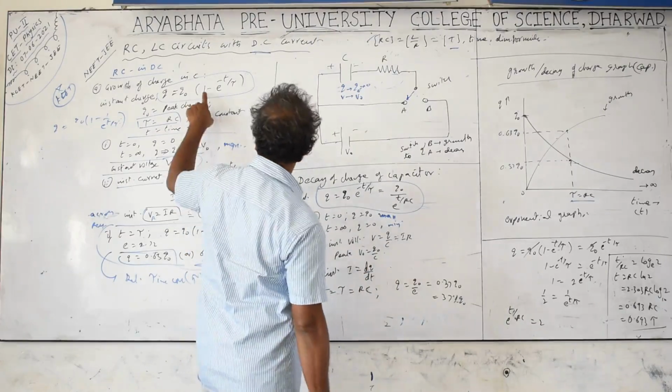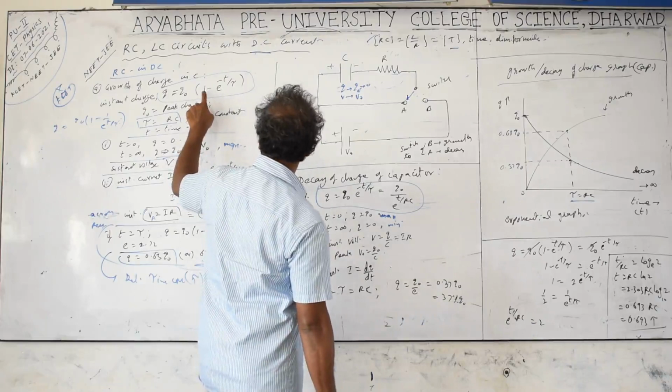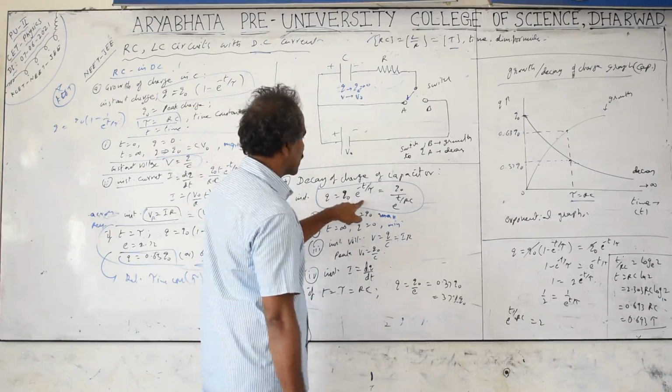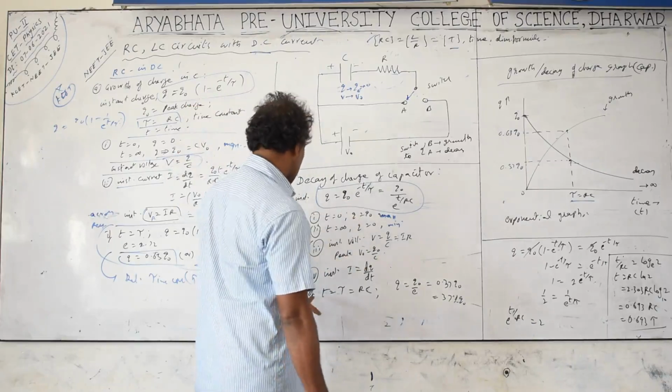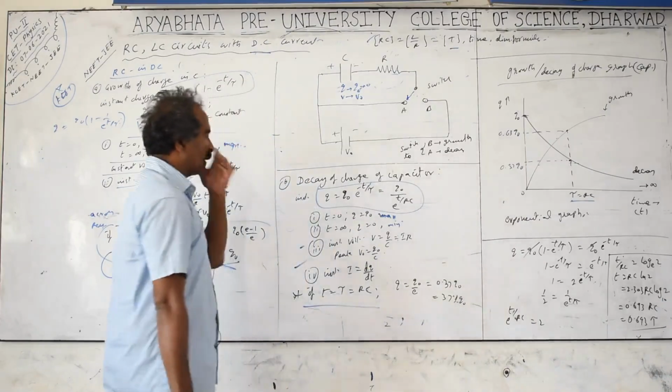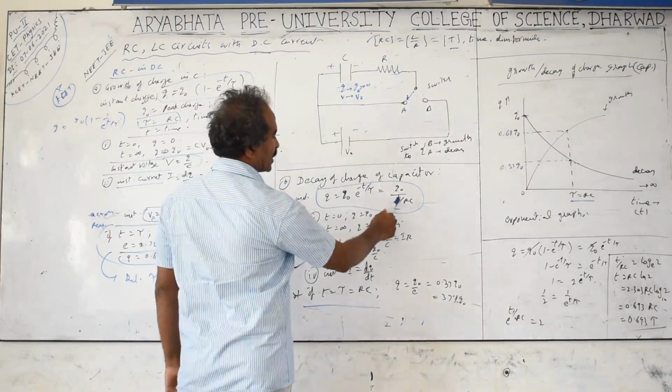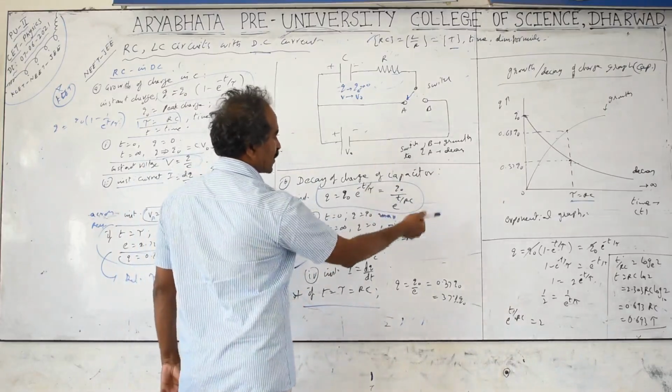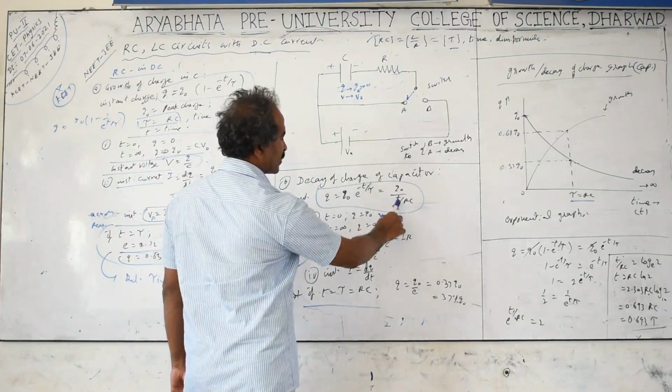Next, here the minus sign comes because the charge is decreasing. You check that. If t equals tau, the time constant term is different here. When t equals tau, what happens? Tau equals RC. The time constant in the decay case is different in definition, but it is also equal to RC only.